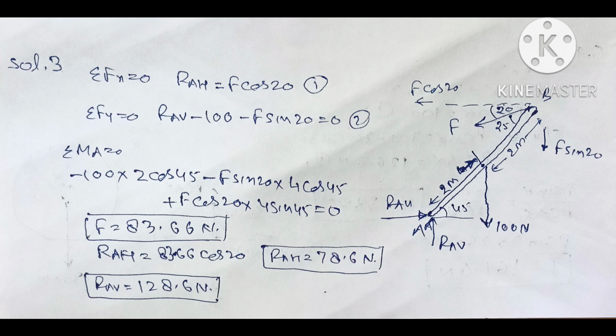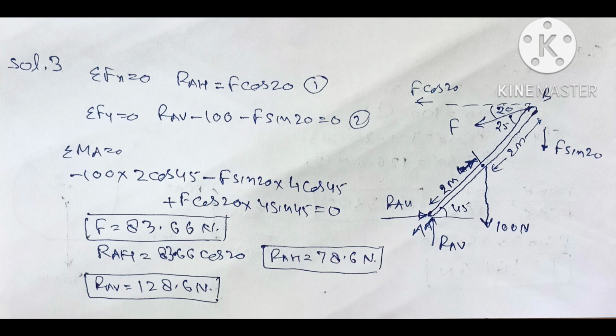Now we will draw a horizontal line at B. So the alternate angle will be 45 degree. So total angle is 45 and angle of F is 25. So the angle of F with horizontal will be 20 degree. Now we can resolve this F in horizontal and vertical direction as F cos 20 and F sin 20.